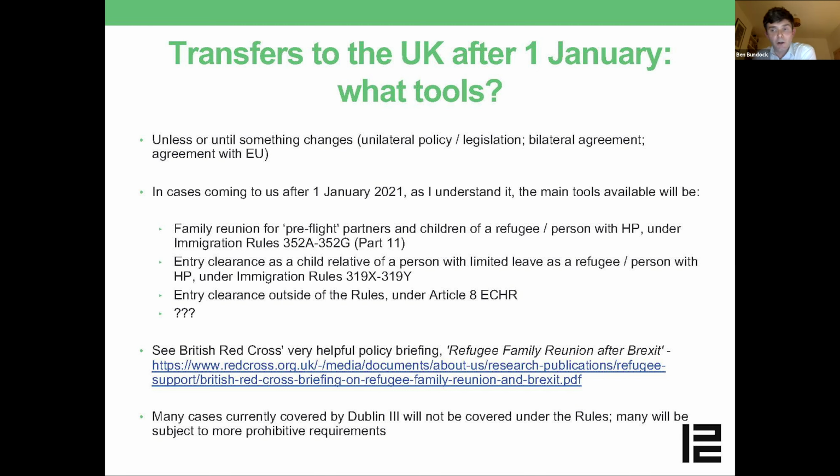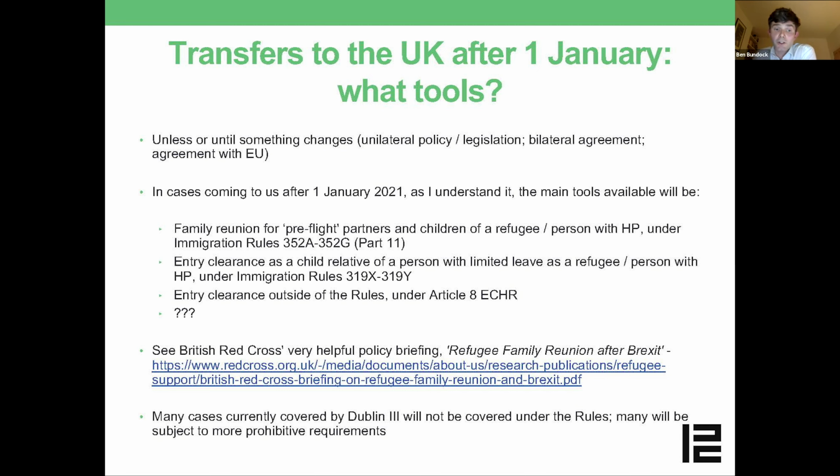Secondly, entry clearance, again under the immigration rules, for a child relative of a person with limited leave as a refugee or as a person with HP. Again, that's a route under the rules. Thirdly, entry clearance outside of the rules under Article 8 of the European Convention on Human Rights. The fourth one that I'm wondering about as I go along, which clearly will be relevant, is the adult dependent relative route. And it's likely that that's going to present an obstacle rather than a route in a lot of these cases, I would expect, although I'd be interested to know the thoughts of others on this.